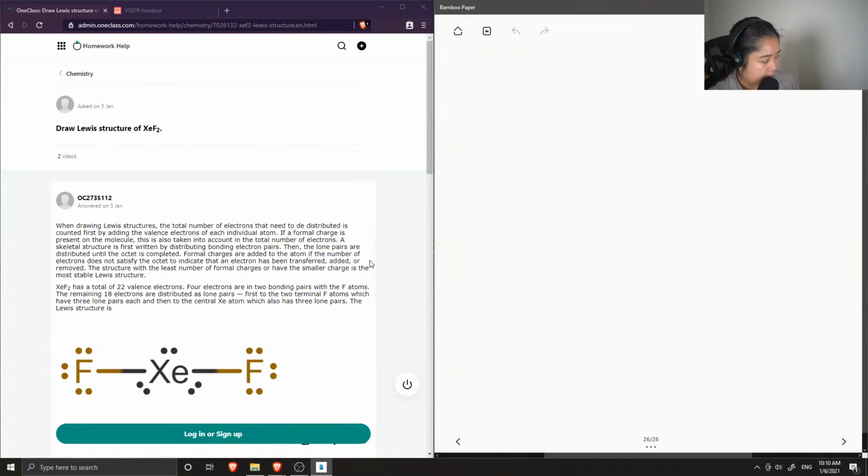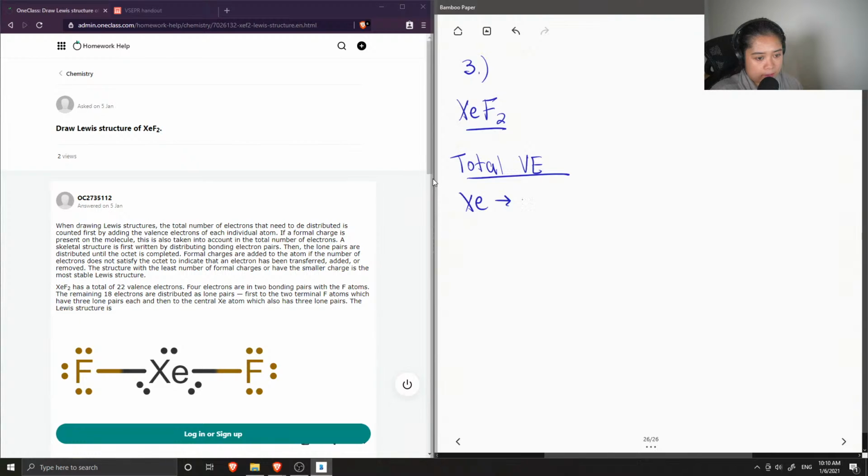Okay, so question number 3 is to draw the Lewis structure of xenon difluoride. First, let's find out the total valence electrons for this molecule. Xenon has 8, and fluorine has 7, and there are 2 fluorine atoms. So 14 plus 8 is 22.